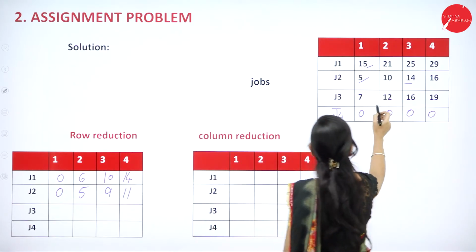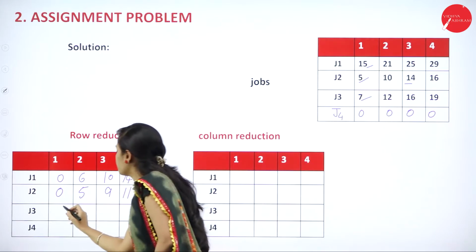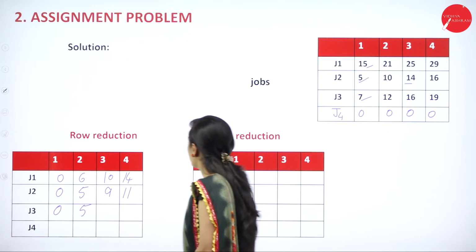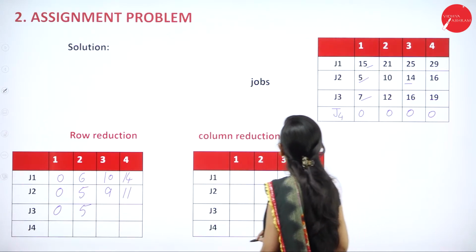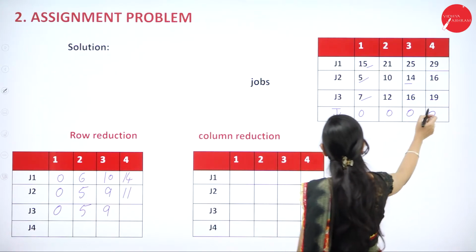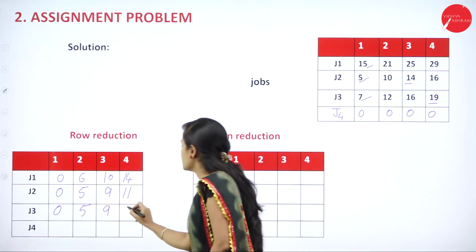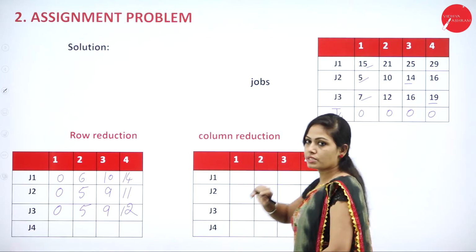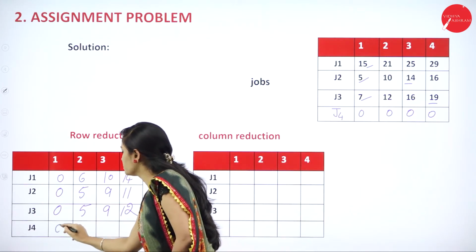In the third row, the least value is 7. 7 minus 7 is 0. 12 minus 7 is 5. And 16 minus 7 is 9, and the last value is 19 minus 7, it is 12. And in the last row 0, 0, 0, 0 is there, so it is 0 only.